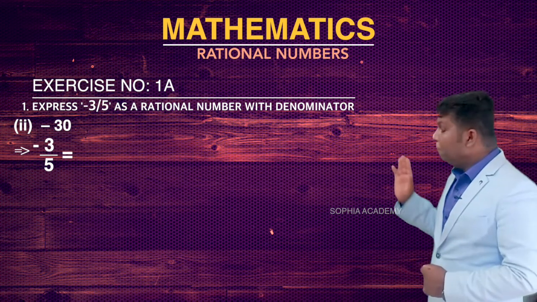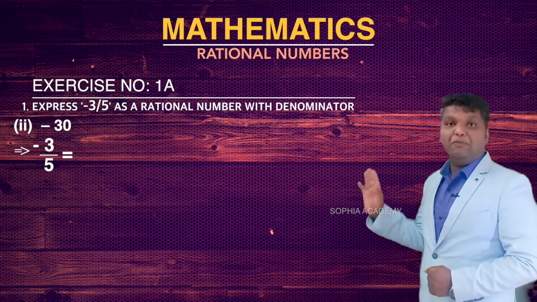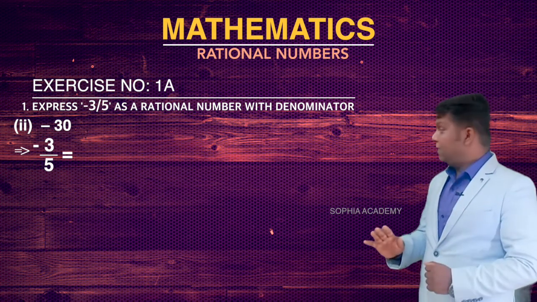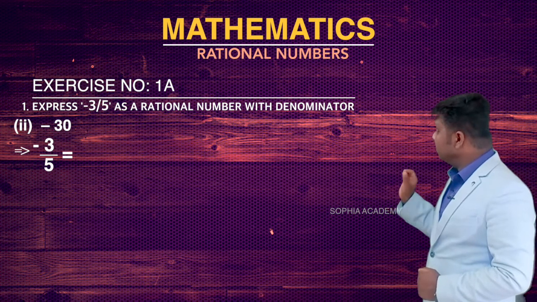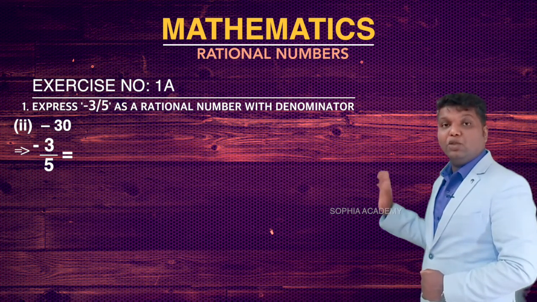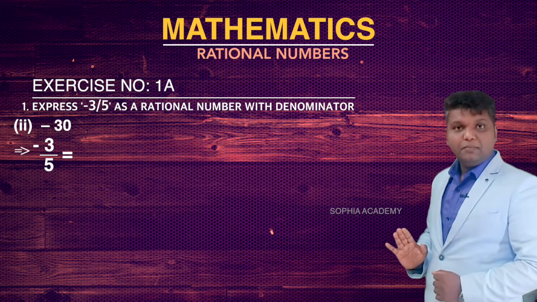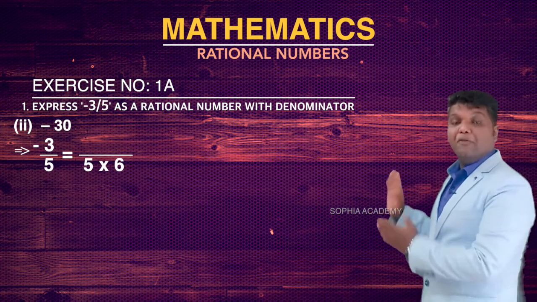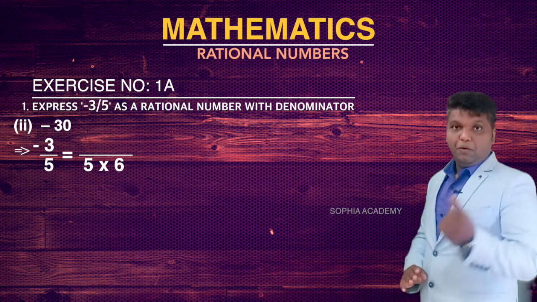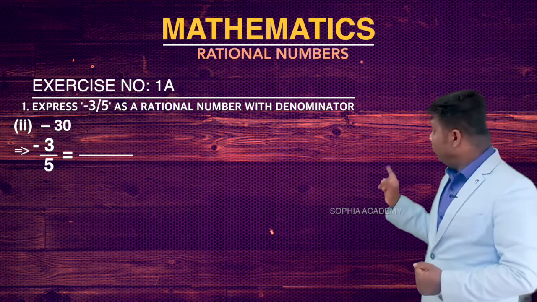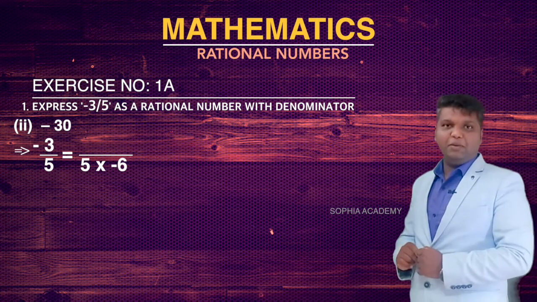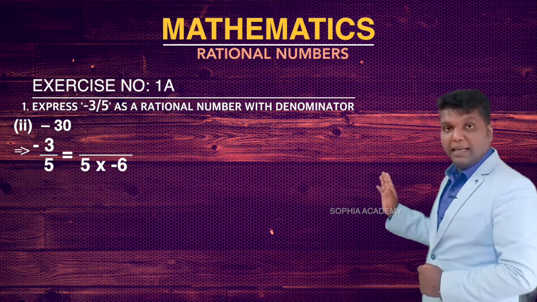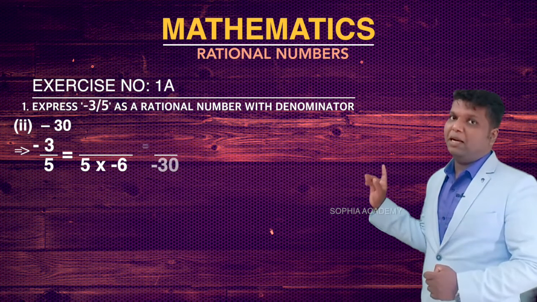Tell me, by what number should we multiply 5 so that we will get minus 30? Okay, keep that minus there. By what number we should multiply the denominator so that this will become 30? That is 6, right? Because the denominator is 5, we know 5 into 6 is 30. We want minus 30. So 5 into minus 6 it will be, right? It is minus 6.